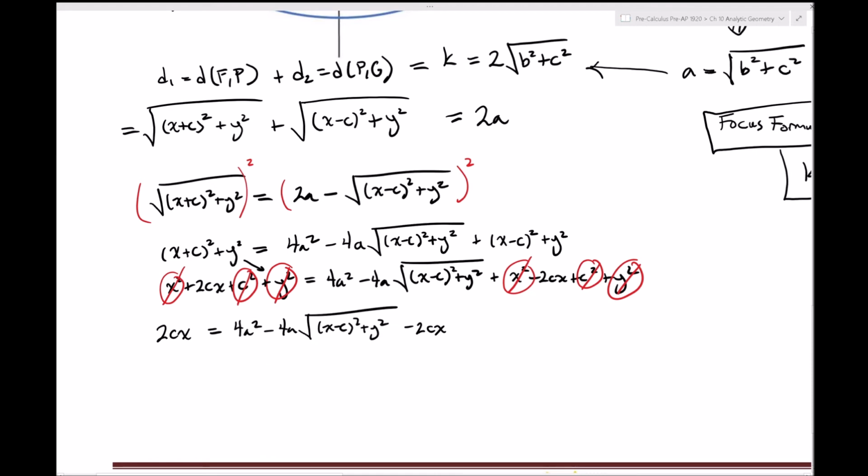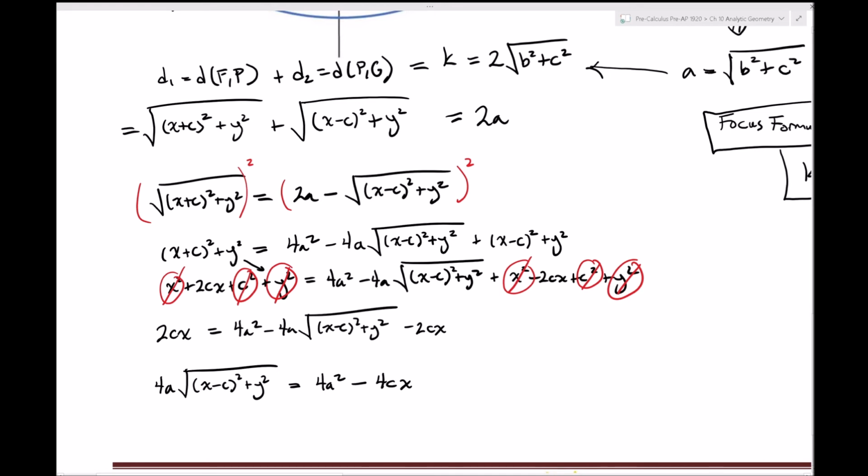So that negative 4a square root term is going to get moved to the left-hand side instead. So negative 4a square root x minus c squared plus y squared is now a positive on the left-hand side. And I'm going to go ahead and move everything else to the right-hand side. The only thing I need to move is that positive 2cx. It's going to get subtracted. It's a negative 2cx. You're left with 4a squared, and that negative 2cx combines with the other negative 2cx. They don't cancel, they double. Negative 4cx. And that's what I have now.